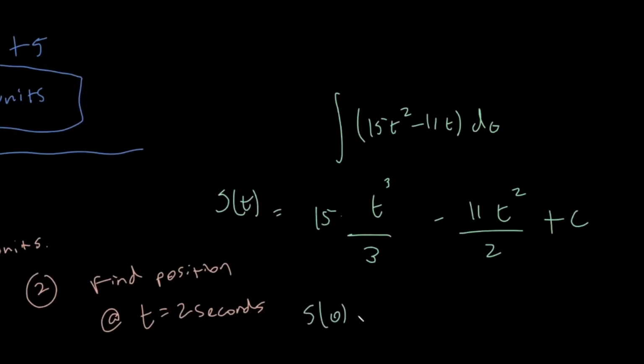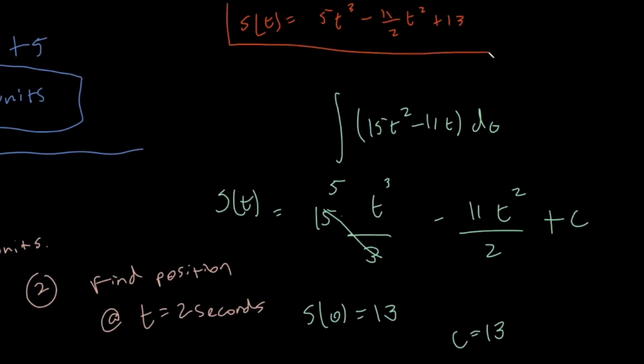S of 0 is 13. So this becomes 5, right? No big deal. So these literally go away. So c equals 13. So our full position function is S of t equals 5t cubed minus 11 halves t squared plus 13. That's what we just found, and we want to find S of 2.